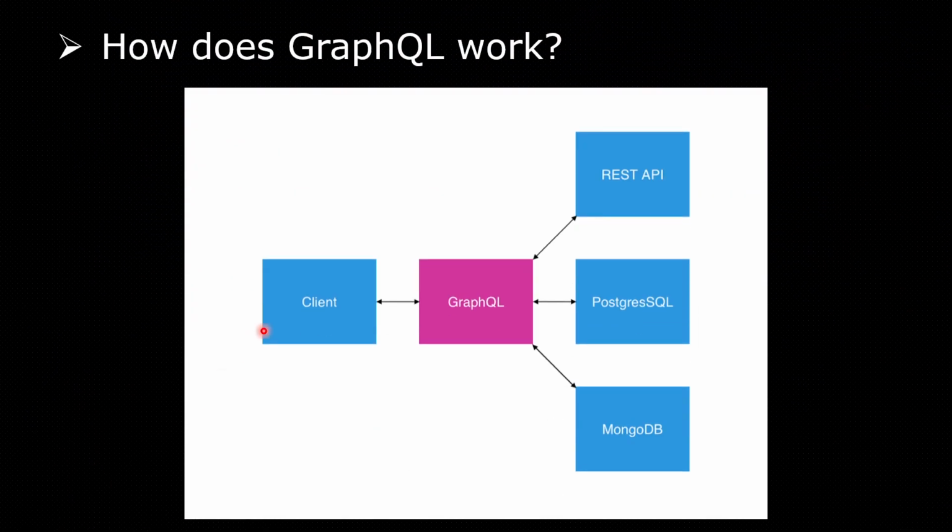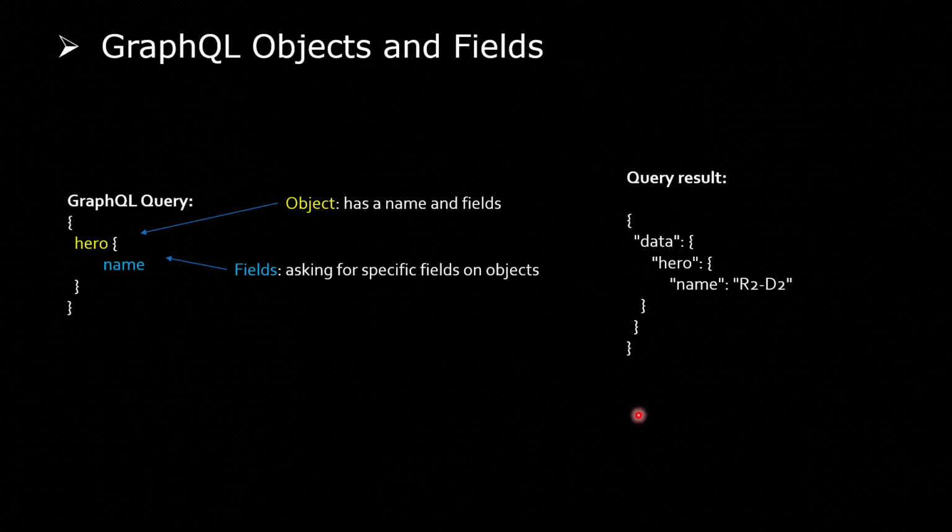So this is how GraphQL works. Here is your client. The client can be a client-side web application or a website. In the middle, it is GraphQL, and in the backend, you will have the REST API. You will have the implementation of the database. It can be PostgreSQL, or it can be a MongoDB implementation.